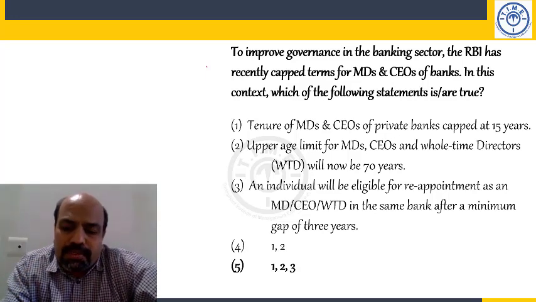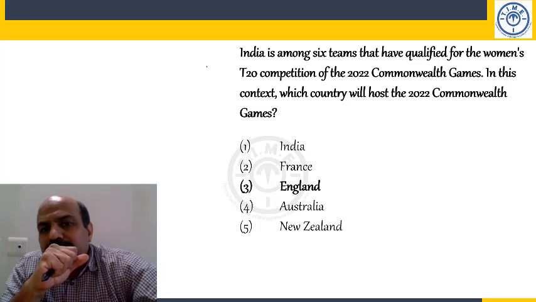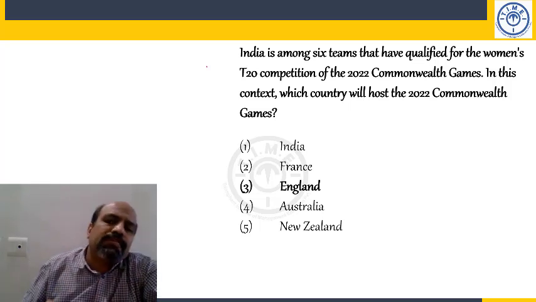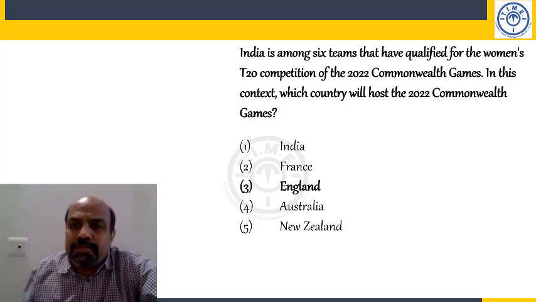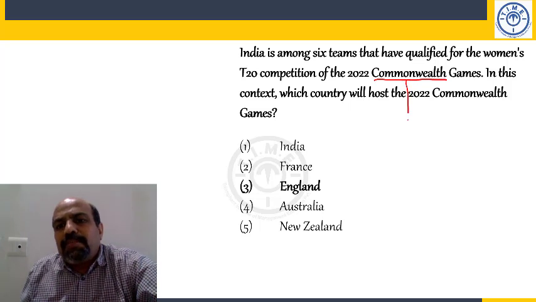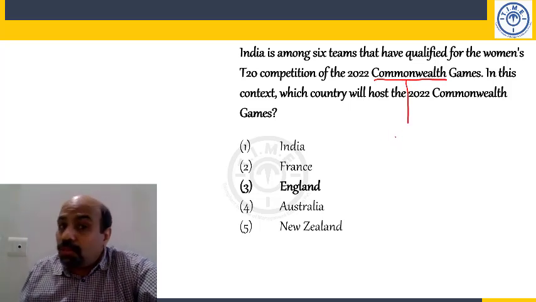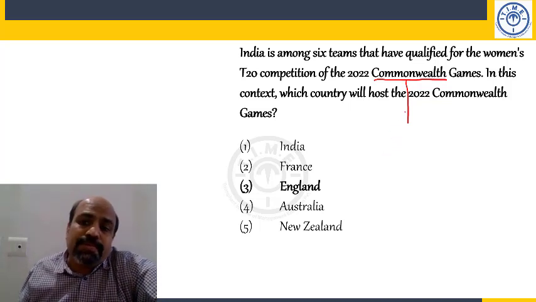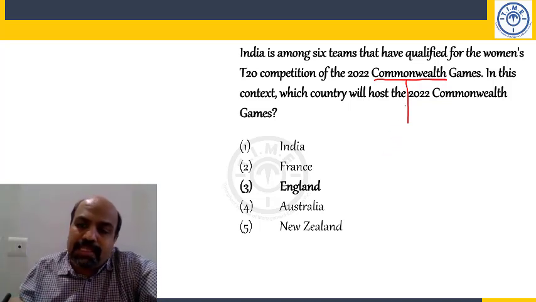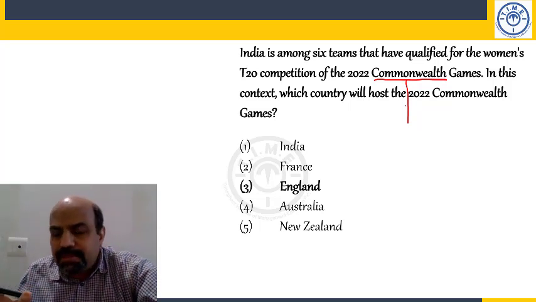That's how things work. India is among six teams that have qualified at the Women's T20 competition of the 2022 Commonwealth Games. In this context, which country will host the 2022 Commonwealth Games? See, Commonwealth Games typically see the participation of 54 Commonwealth countries and territories. Not all of them are countries. For example, within this, you would find England fielding a separate team from Wales, from Scotland. All of them have separate teams.